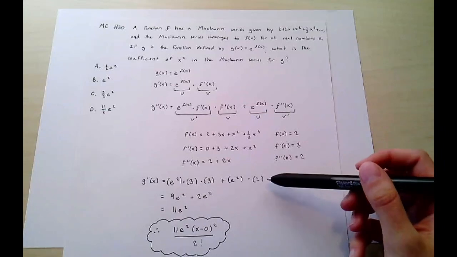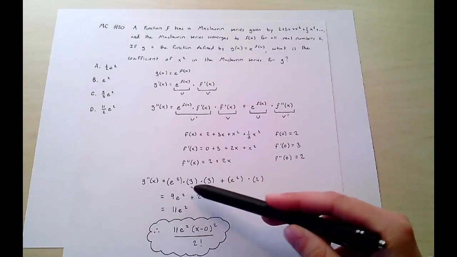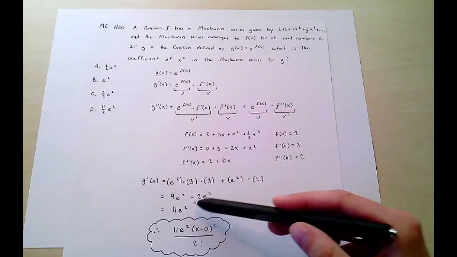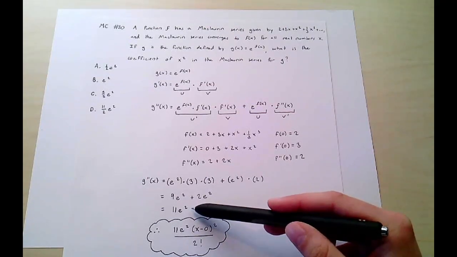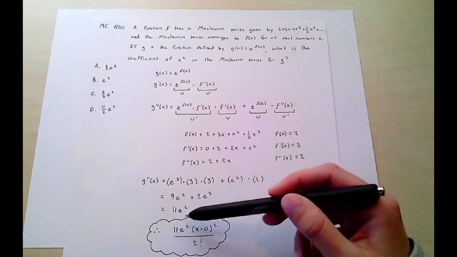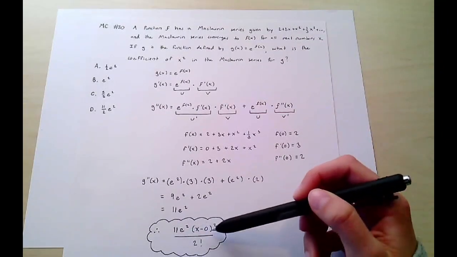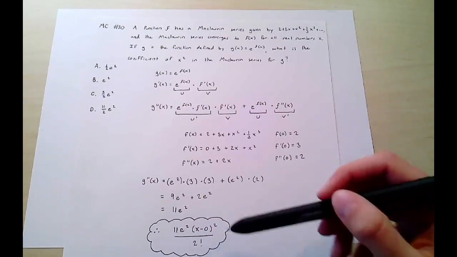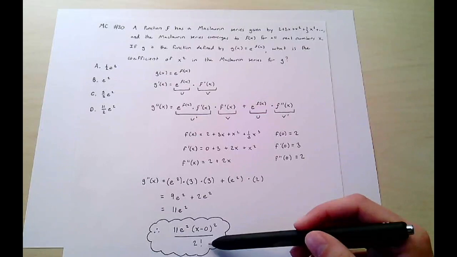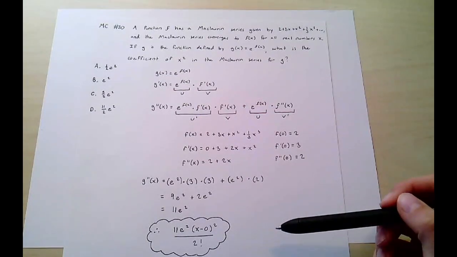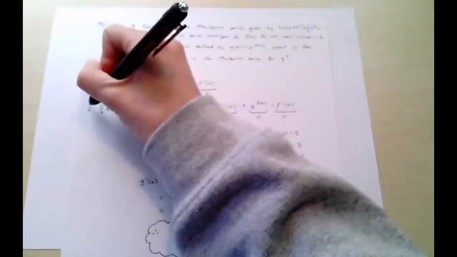And this simplified down to 9e squared plus 2e squared, which is 11e squared. And this means that this is the coefficient that goes over the x squared in the series. So we have 11e squared times (x minus 0, which was the center) squared, over 2 factorial, and 2 factorial reduces down to 2 times 1, which is 2. So we have 11e squared over 2, which is letter choice D.